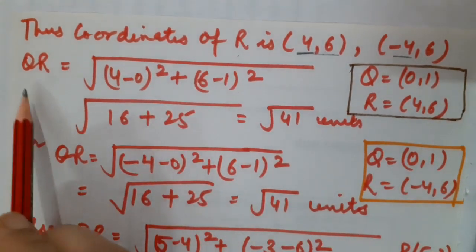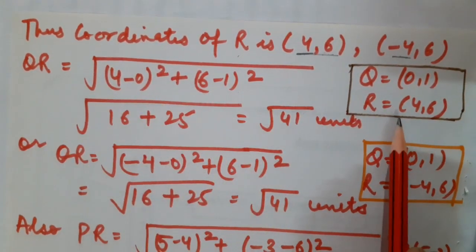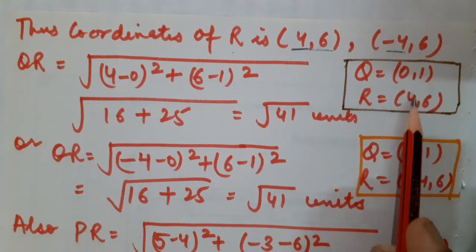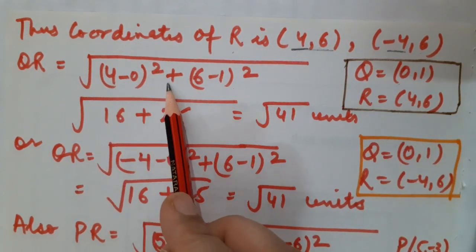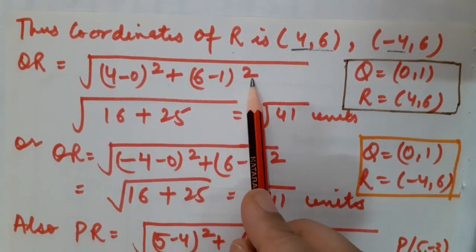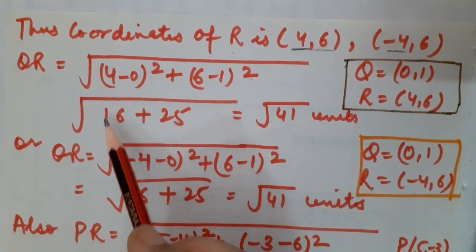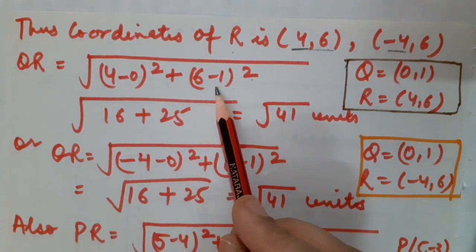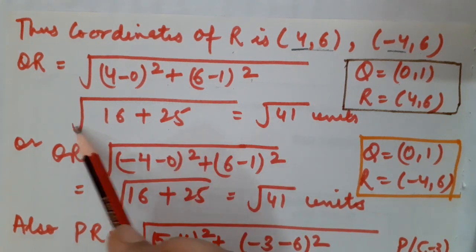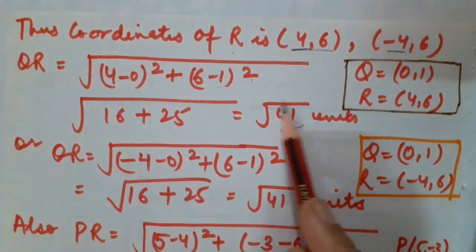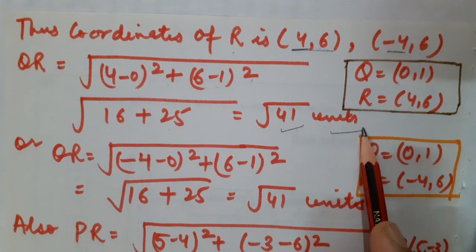Fine. So I am going to calculate QR. How to calculate? Using distance formula. It will be (4 minus 0) whole square plus (6 minus 1) whole square. Correct? 4 square 16 plus 6 minus 1, that is 5 square 25 whole under root equal to 41 whole under root units. Fine.